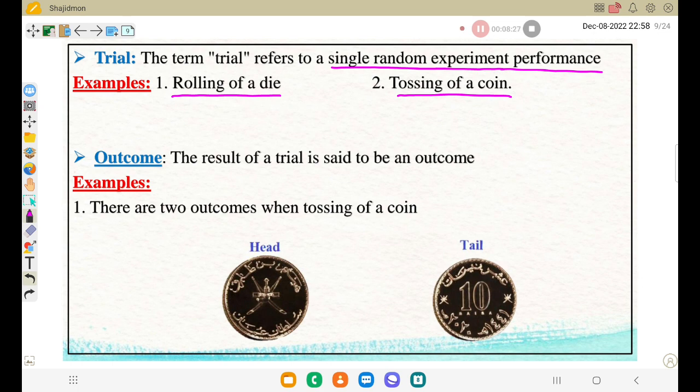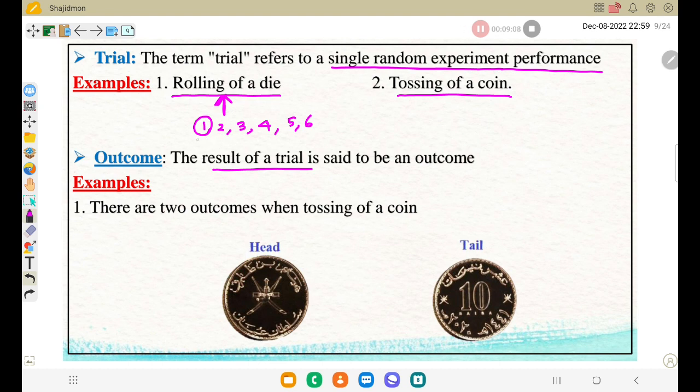Now outcome, what is the meaning of outcome? The result of a trial is said to be an outcome. For example, the trial we mentioned before, rolling a die, is one single trial. If we roll a die one time, what results do we get? Either number 1, 2, 3, 4, 5 or 6, correct? This is the result of a trial. For example, if one time we roll the die and get number 1, that is one of the outcomes.